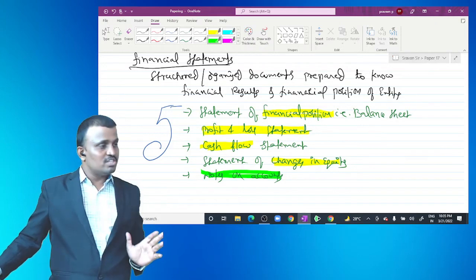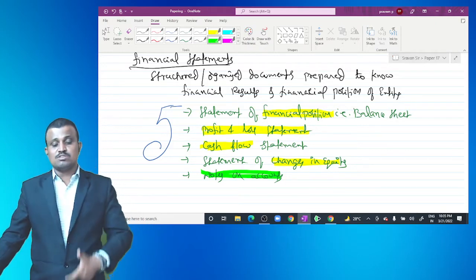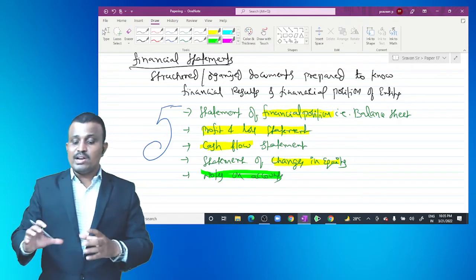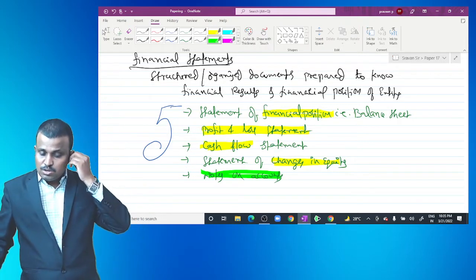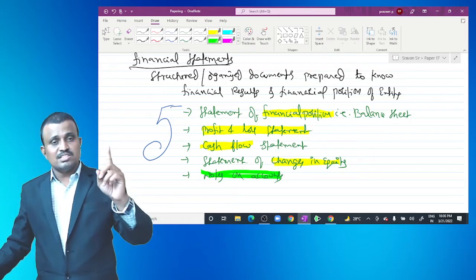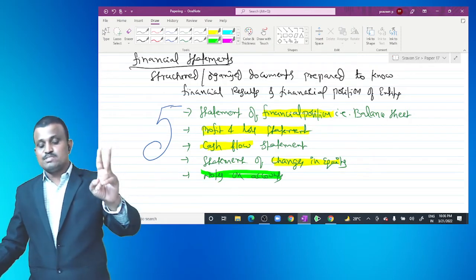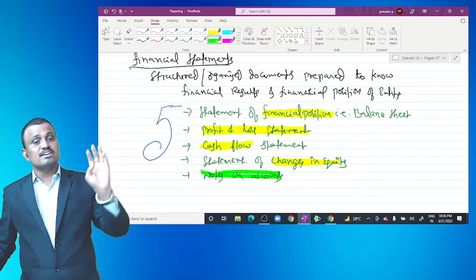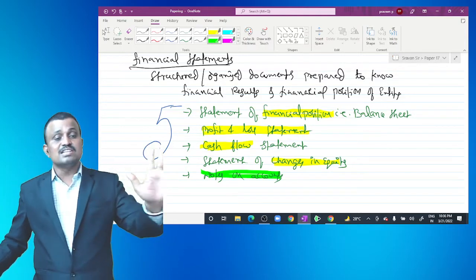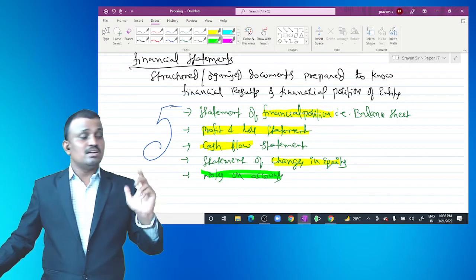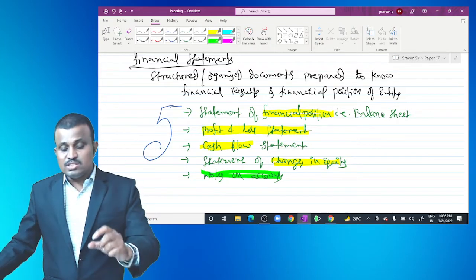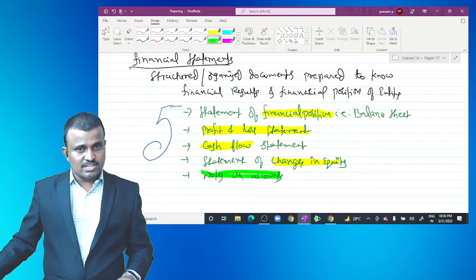This type of disclosure is required. So that is the main objective of notes on accounts. These are the 5 components of the financial statement. One is the statement of financial position, nothing but the balance sheet. Second is the profit and loss statement. Third is the cash flow statement. Fourth is the statement of changes in equity. And the fifth one is notes on accounts. So these are the components of the financial statement.